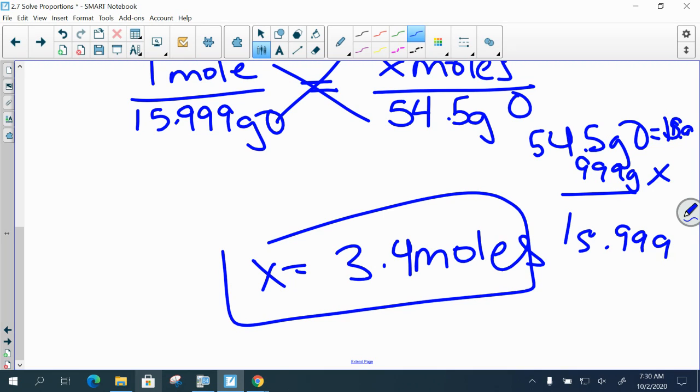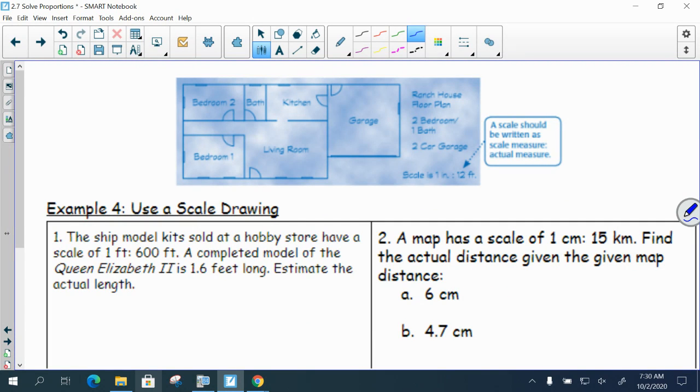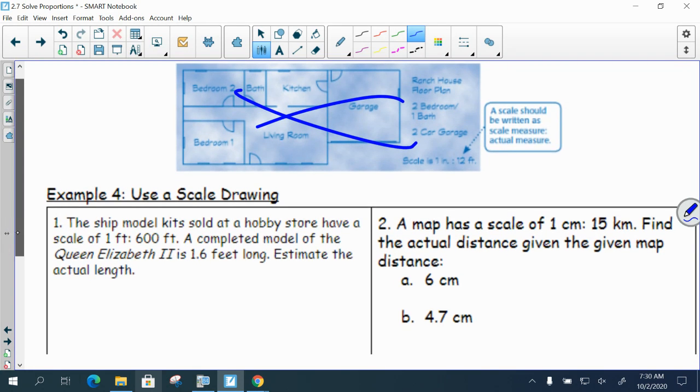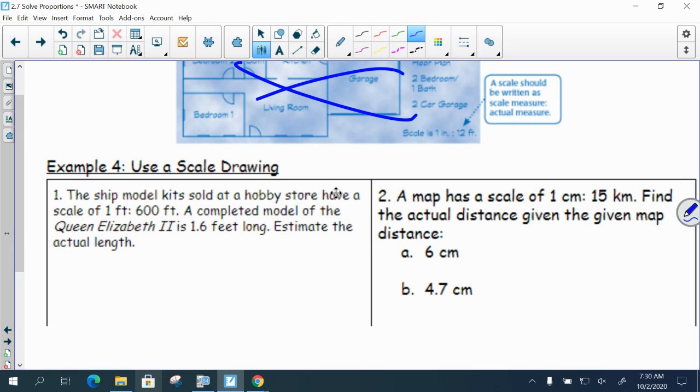Okay, so now what we're going to do is just an example on scale drawings. Okay, the ship model kits sold at a hobby store have a scale of 1 foot to 600 feet. A completed model of the Queen Elizabeth is 1.6 feet long. Estimate the actual length. Okay, so the scale is 1 to 600.